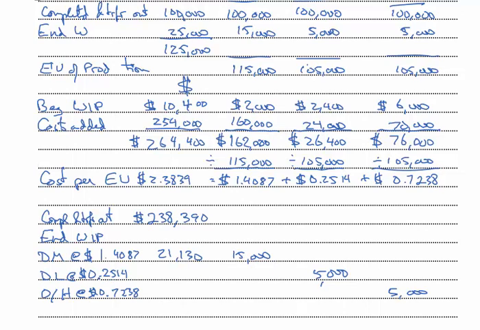5,000 times 0.2514 is 1,257. 5,000 times 0.7238 is 3,619, which when you add it all up comes to 264,396. And that concludes the problem.